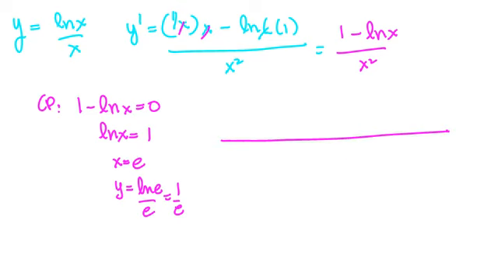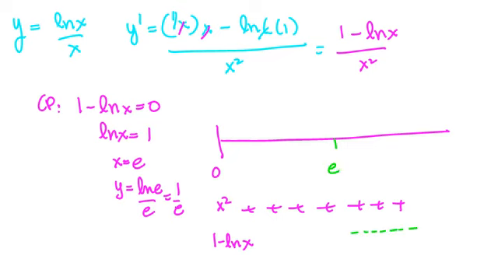So now I'm going to put this on a number line just to track, and I'm only going to start at 0 because I know the domain starts at 0, and I'm going to track what happens. I know that x squared is positive throughout, and I'm going to track 1 minus log x, and it makes a switch at the critical point, which is at e. So when it's bigger than e, it's actually negative, and when it's smaller than e, it's positive.